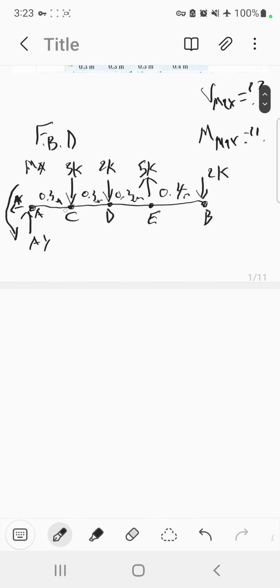So now let's start with the summation Fx equal to 0. So we need to know Fx first for Ax. So it's going to be minus Ax equal to 0 because there are no other forces on the x-axis. So Ax we know it is 0 kilonewton.